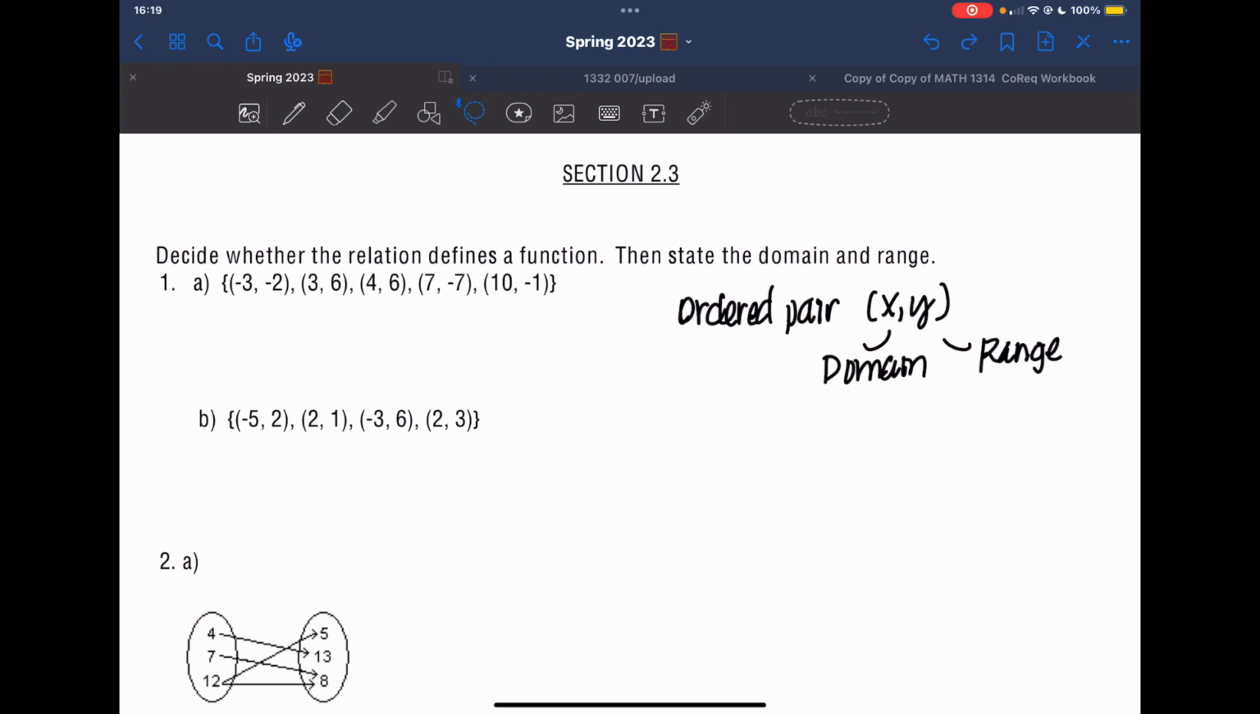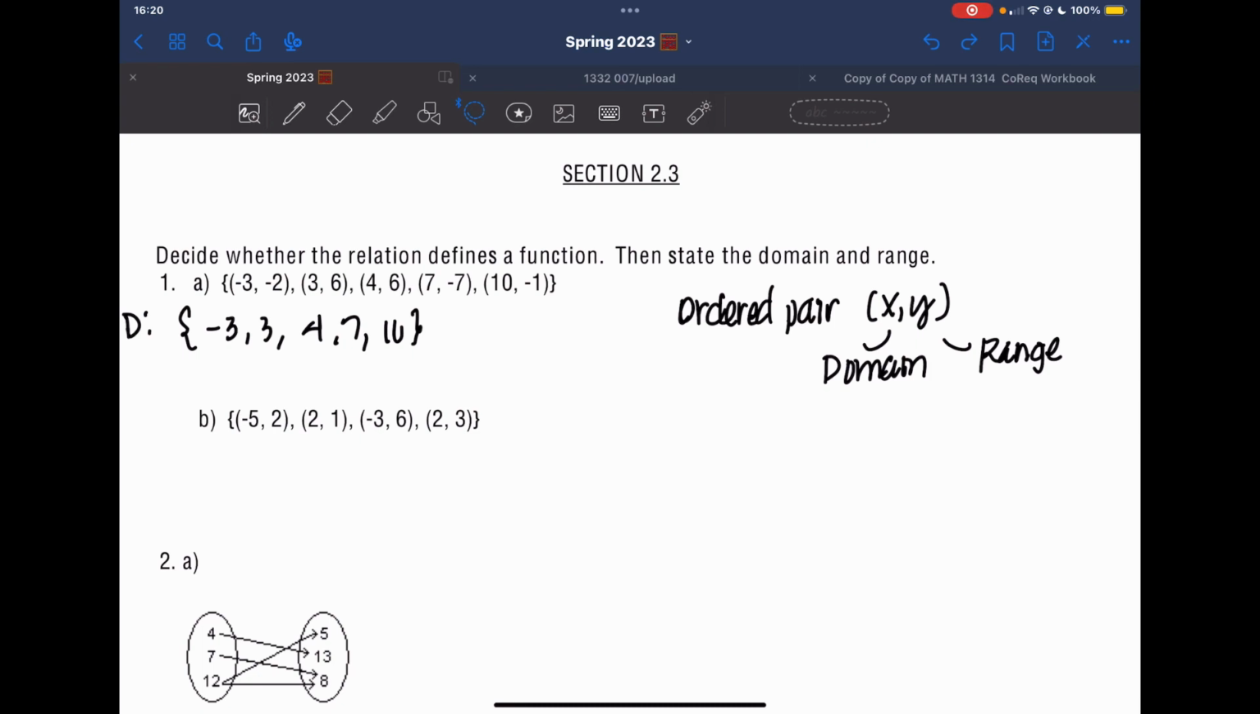Remember that an x can only go to one place. So you as an individual can only go to Target or Walmart. You can't go to two places at the same time. So your x's cannot go to two y's at the same time. Okay, so in the first one, our domain is -3, 3, 4, 7, and 10.